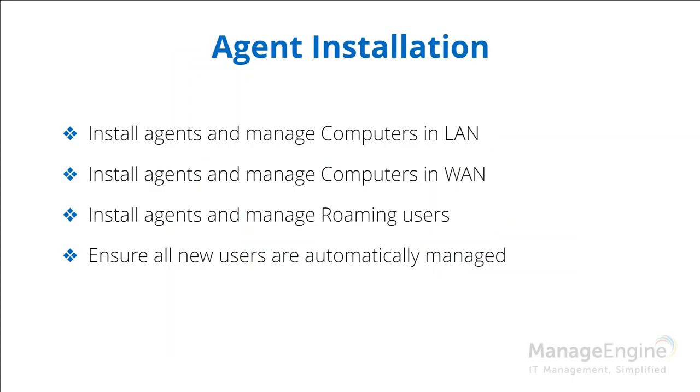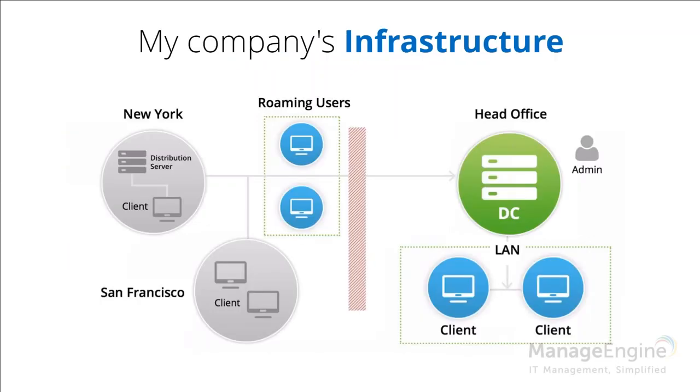Well, today's first agenda is the agent installation. We are going to discuss how this can be installed on the LAN, what the different methods are, and how we need to configure for WAN, and similarly for roaming users. And finally, how to ensure that all new users automatically get added to the agents.